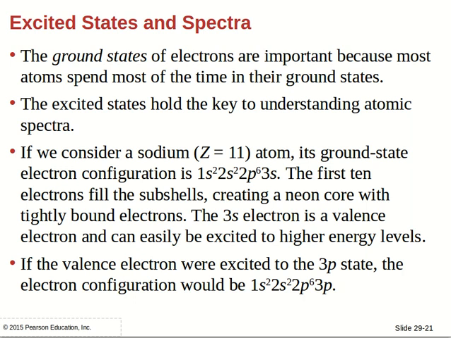So let's consider sodium for a moment. Its ground state configuration, because Z equals 11, has 11 electrons. The first two go in the 1s state. The second two go into the 2s state, the next 6 go into the 2p state, and then finally the 11th electron goes into the 3s state. What I want you to notice is that the first 10 electrons fill a complete shell, and so they form a closed shell. And that closed shell actually corresponds to neon.